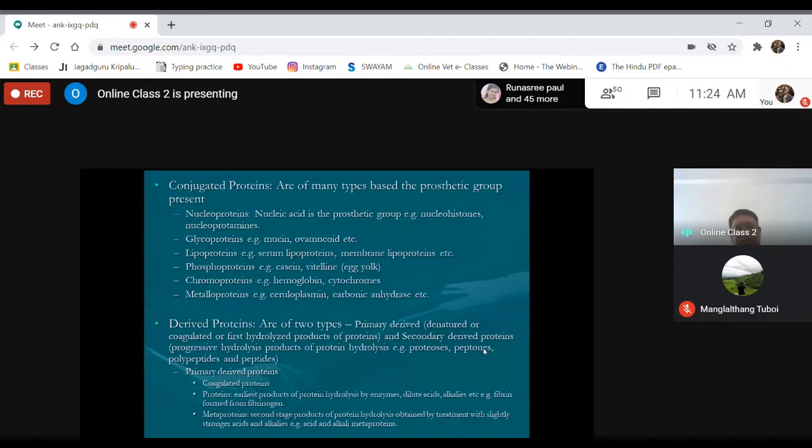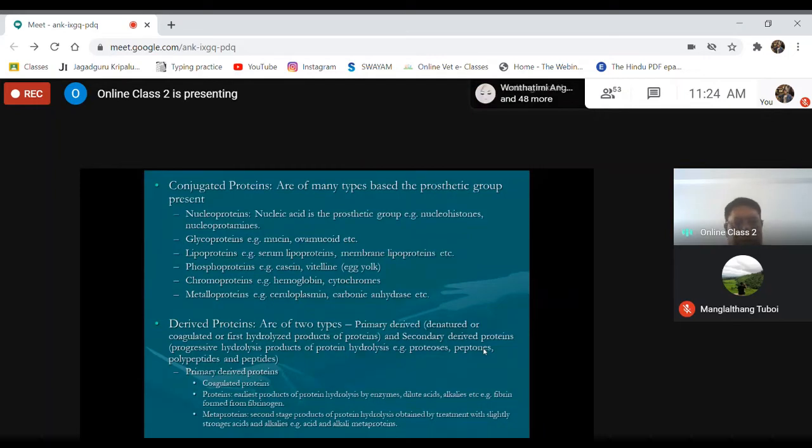The primary derived proteins include the coagulated proteins, the earliest products of the protein hydrolysis by the enzymes, dilute acids, alkalis, etc. An example is the fibrin formed from the fibrinogen. We know that in blood clotting, the fibrinogen is hydrolyzed. Some portion of the fibrinogen is removed to form the fibrin. That fibrin forms the blood clot. So that is a primary derived protein. The protein itself is the fibrinogen, which is then converted to the fibrin.